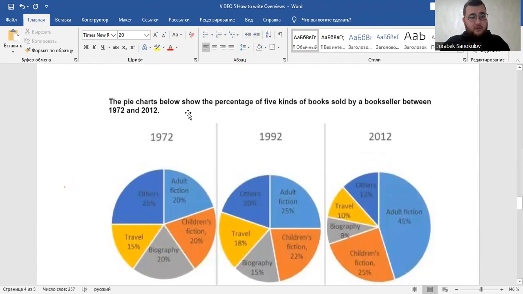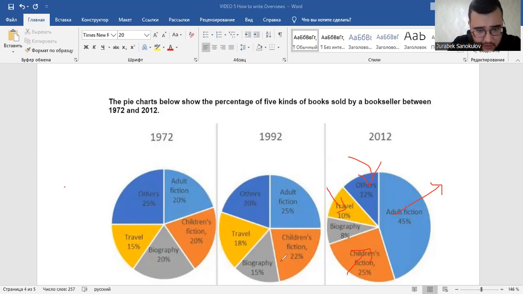The pie charts below show the percentage of 5 kinds of books sold by a bookseller between X and Y. So let's identify the general changes here. Adult fiction increased. Children's fiction increased. What about the rest? Others decreased. Travel increased and then decreased, so overall it decreased. Biography also decreased.